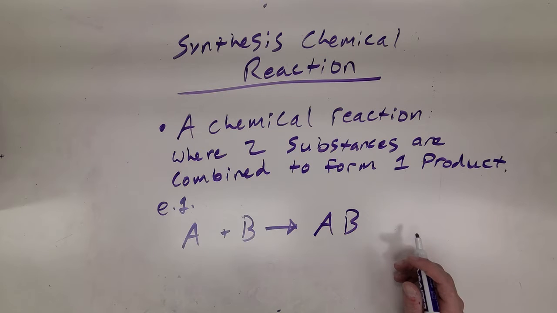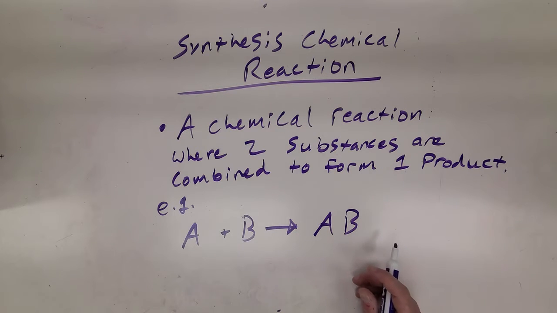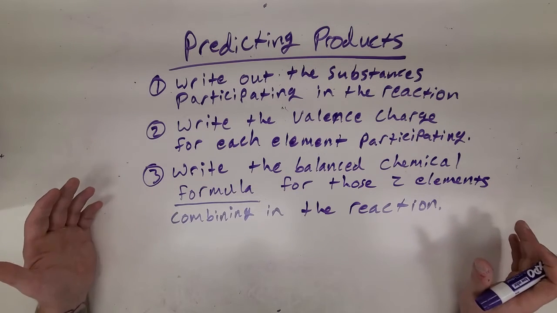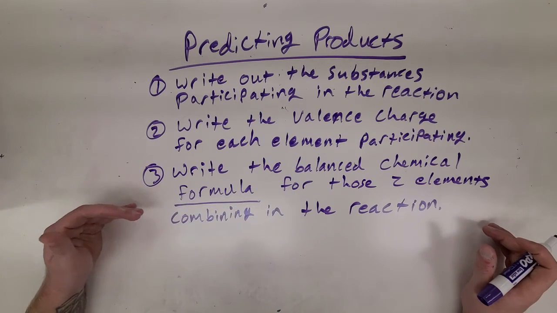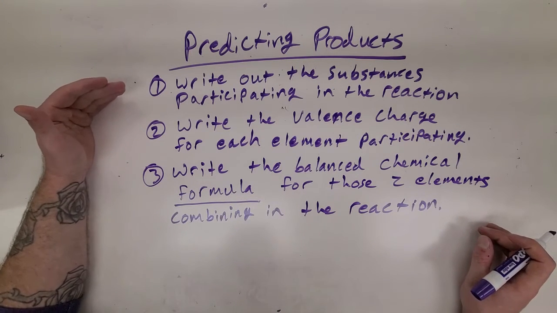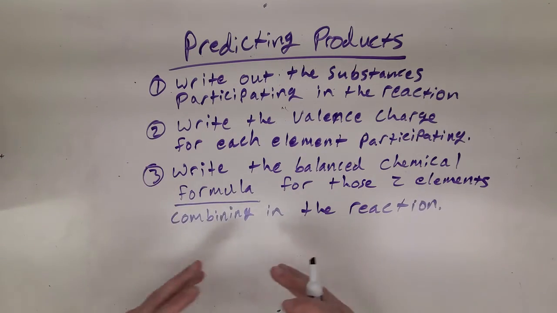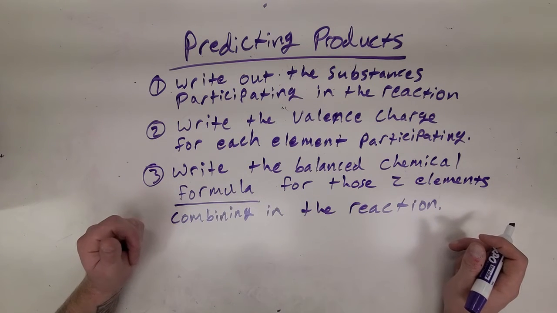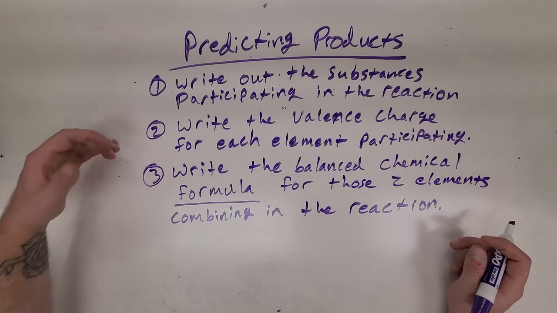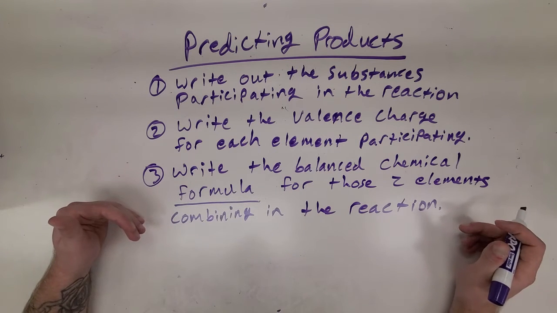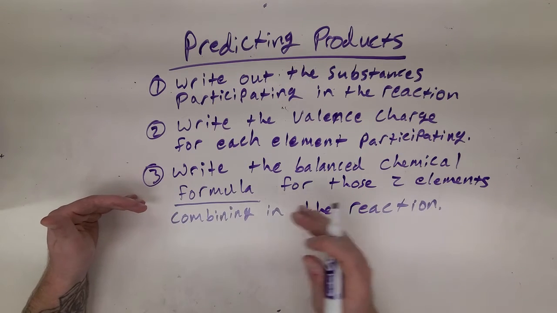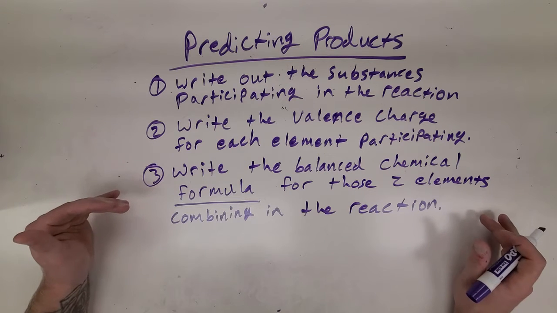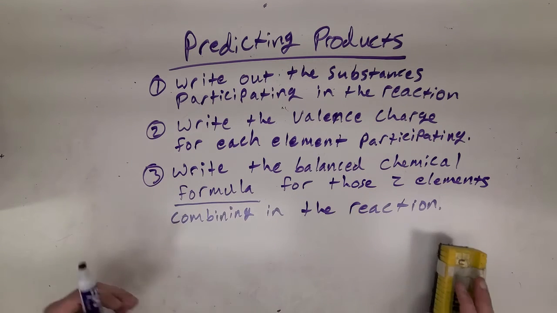Let's go ahead and take a look at a couple examples and how to predict chemical reactions that follow this kind of format. To predict the products of a synthesis chemical reaction, you just follow three quick steps. Number one, write out the substances participating in the reaction. So if you are just trying to figure out if you have the substance available, just write them out in the form of a chemical equation that you're about to start. Second step, write the valence charges underneath those elements that are participating. And then combine the two and write the balanced chemical formula for those two elements combining in the reaction. Let's go ahead and demonstrate that.